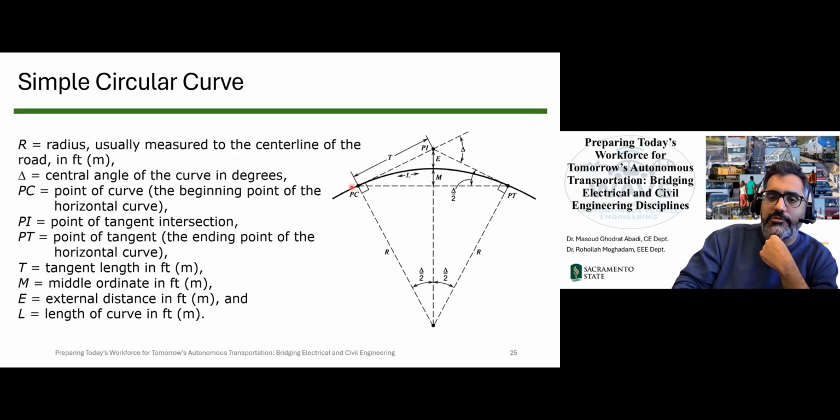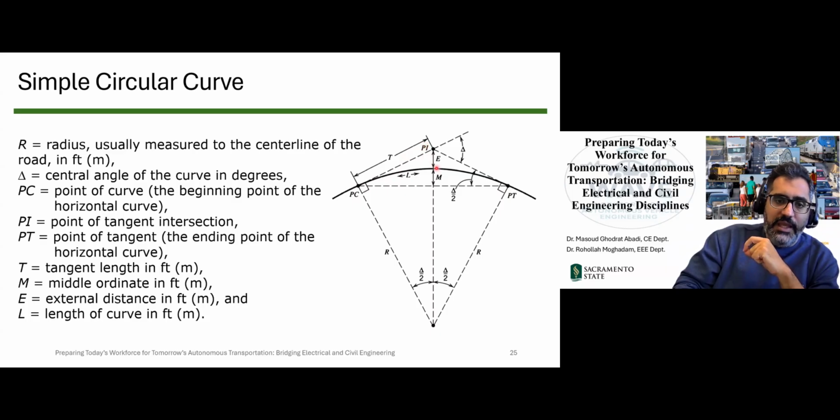So PC is the start of the curve, PT, point of tangent, is the end of the curve, and PI, point of intersect, is the intersect of the two tangents. We have a radius here from some center. We have some other important measures, like delta, the central angle of the curve. We have T, which is the tangent length. Very important information to find stations. If we want to find stations along the curve, one of the important things to consider is T.